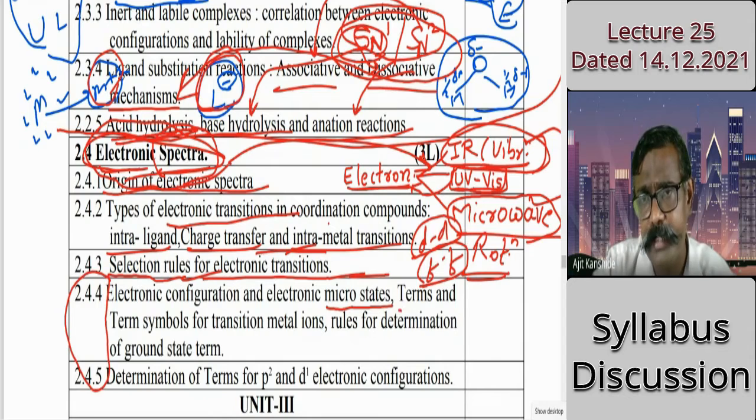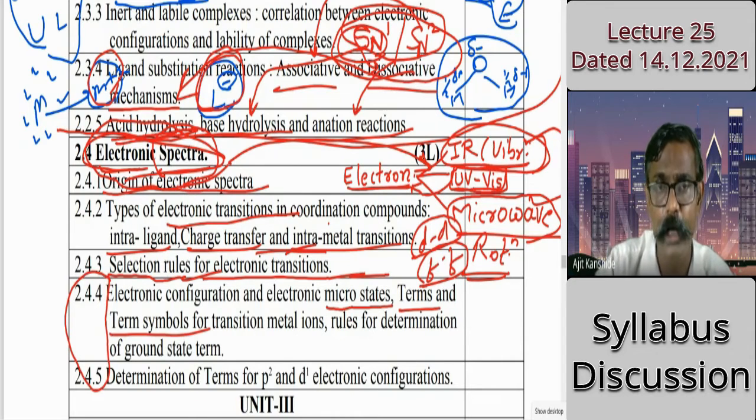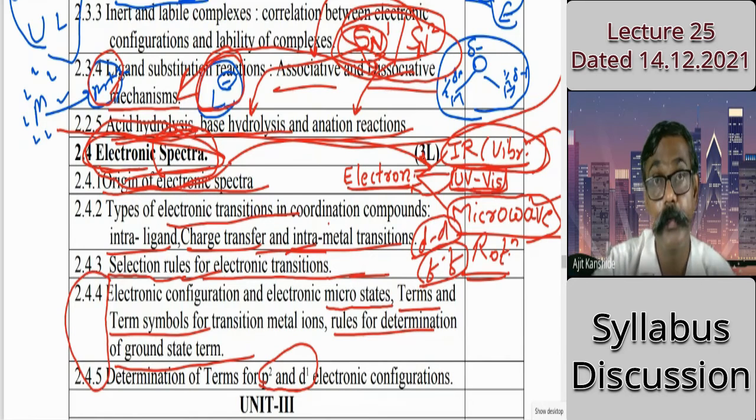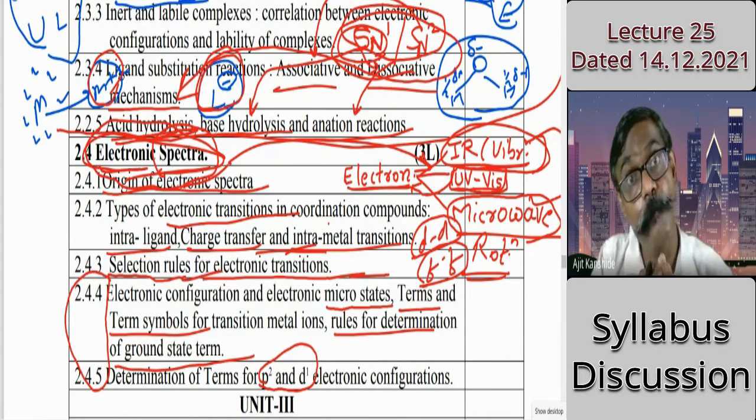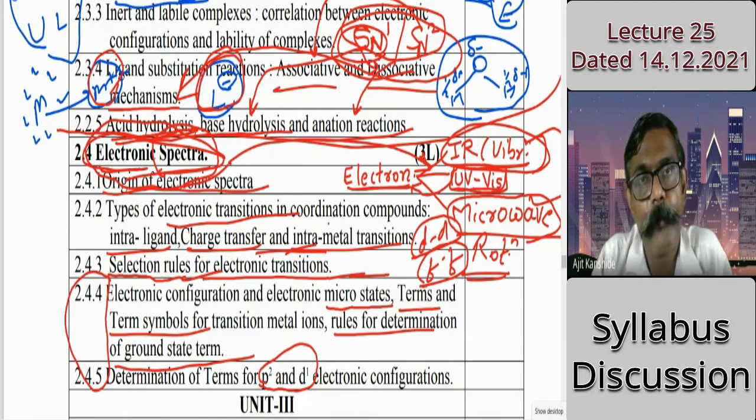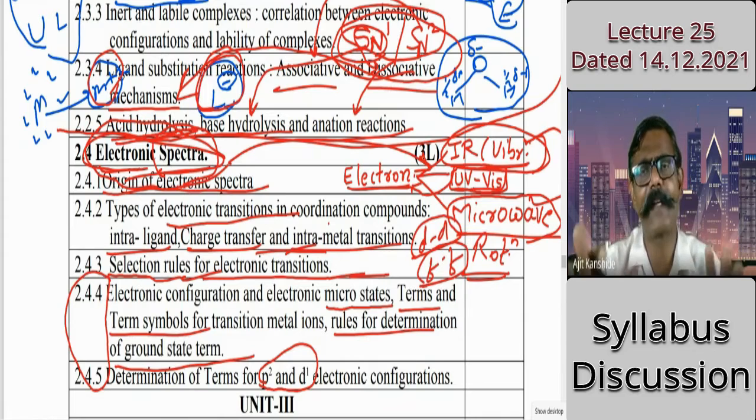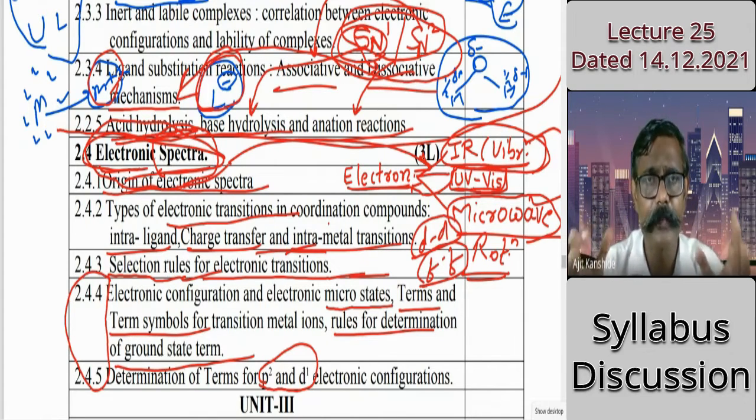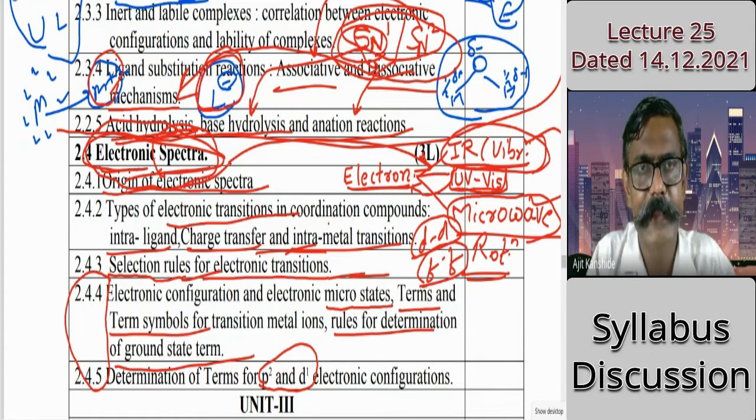But before that, you will understand what terms mean, what a term symbol means. And there are rules to determine the ground state term that you are going to study. For that, p2 and d1 configurations are included. It is your unit number 2. It is a somewhat big, lengthy unit, but one by one we have to cover it. Electronic spectra is the only topic where some insight is necessary. Other topics, if you read, you will understand those things.